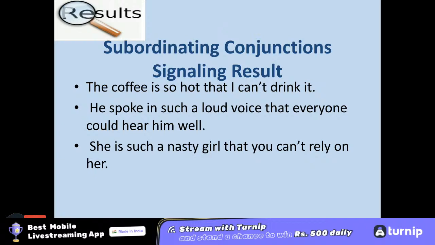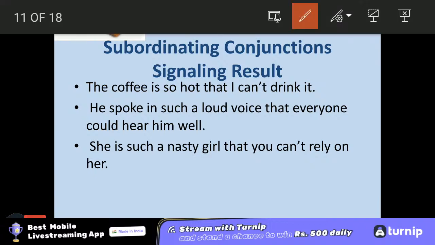द नेक्स्ट एग्जाम्पल वी टॉक्ड अबाउट, ही स्पोक इन सच अ लाउड वॉइस that everyone could hear him well. उसने इतनी तेज़ आवाज़ में बोला, ये रिजल्ट था, तभी सारे लोग वहाँ पर जितने भी प्रेजेंट थे वो सुन पाए. नेक्स्ट, शी इज सच अ नास्टी गर्ल दैट यू कांट रिलाई ऑन हर. कि तुम उस पर ट्रस्ट नहीं कर सकते, ये वो ऐसी गर्ल है. सो वेन एवर वी आर टॉकिंग अबाउट रिजल्ट और कॉन्सिक्वेंसेज, द कंजंक्शंस आर यूज्ड एंड द एग्जाम्पल्स ऑफ वेरियस कंजंक्शंस आर सो दैट, such that, and that.